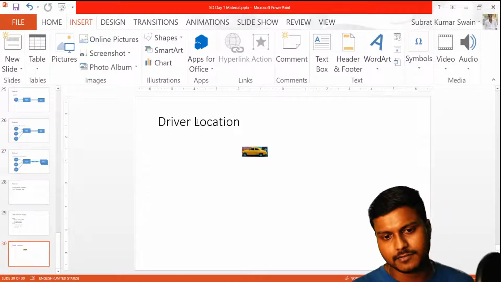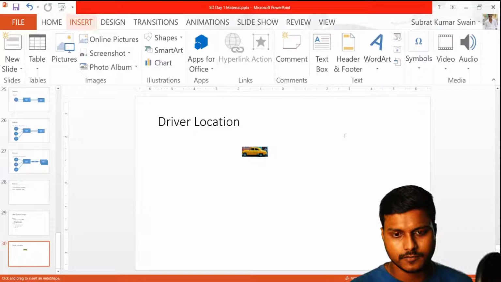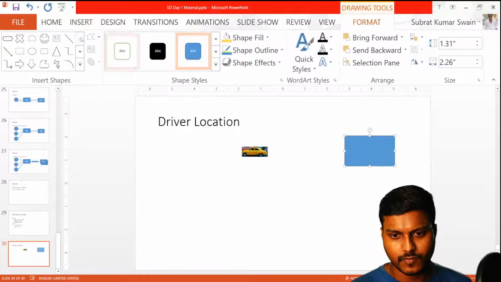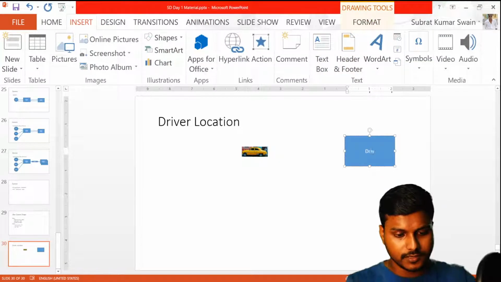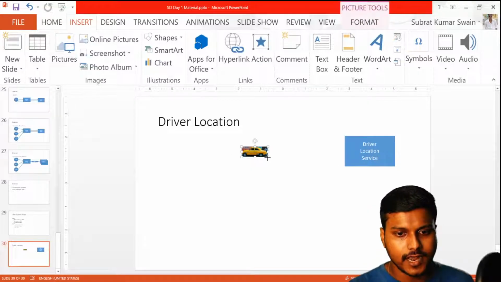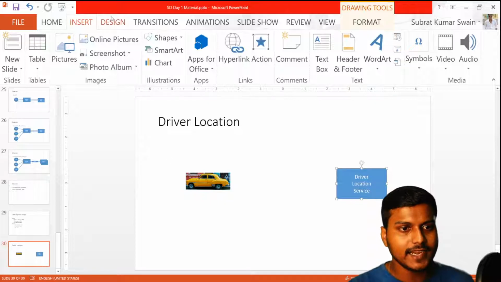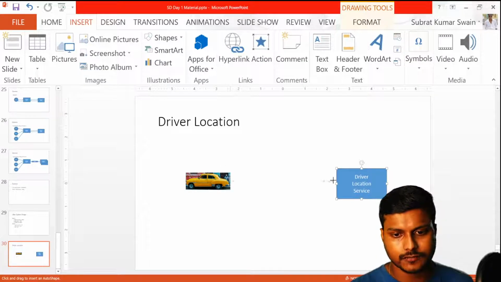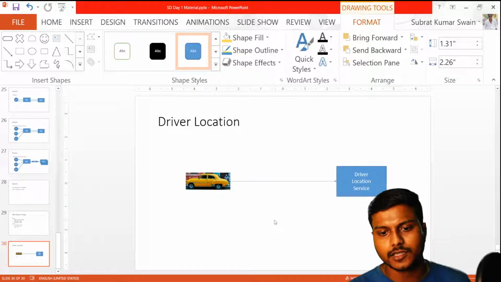So this is my driver location. I need to fetch the driver location from here. So there will be something called the driver location service. So this driver, what it is doing right now is, it has to send its location. That's it. It has to send its location.